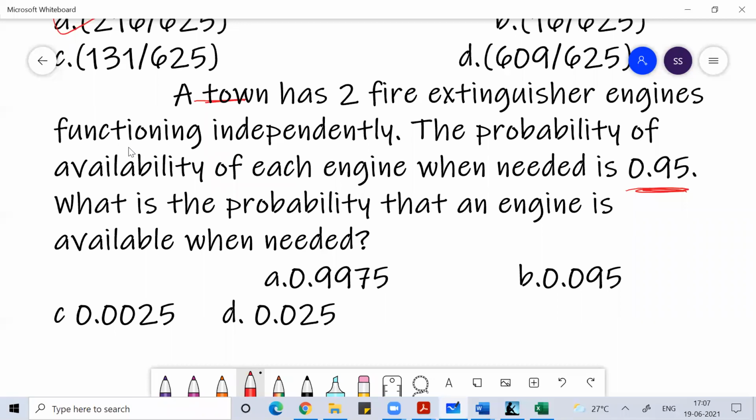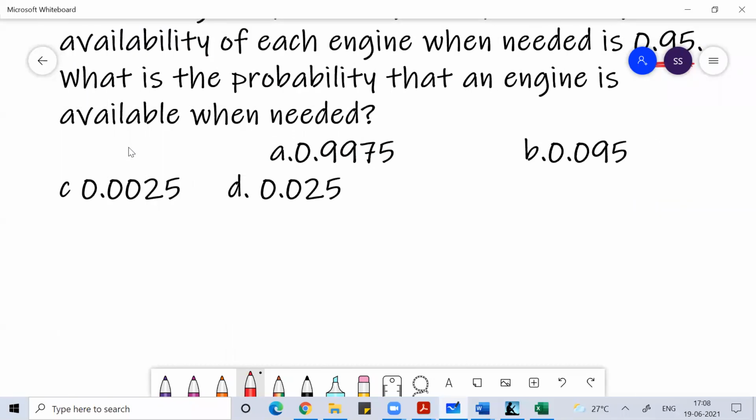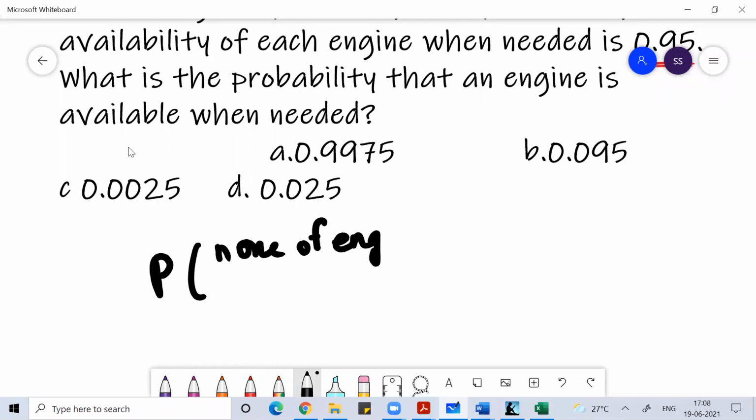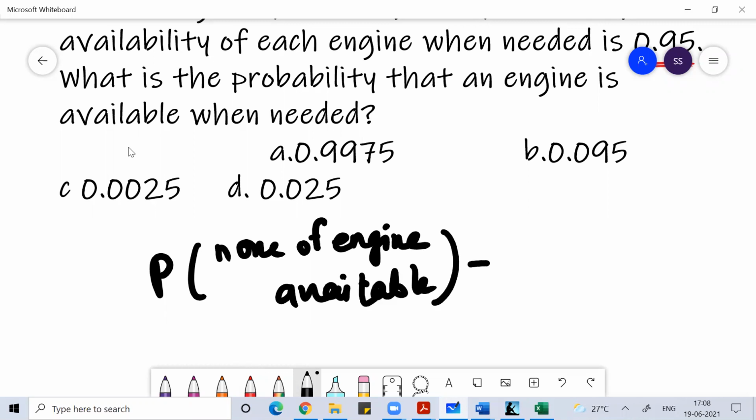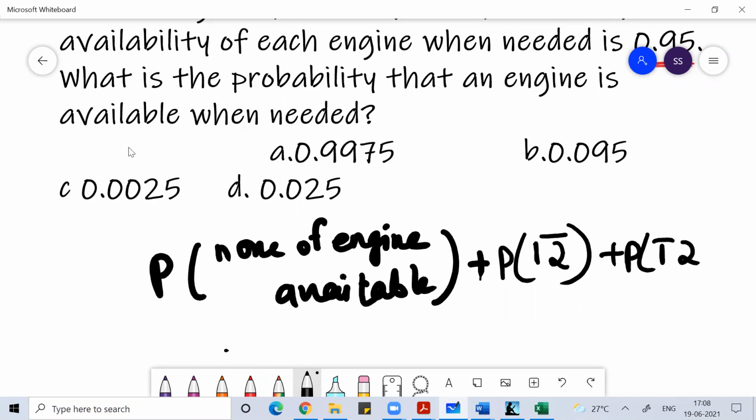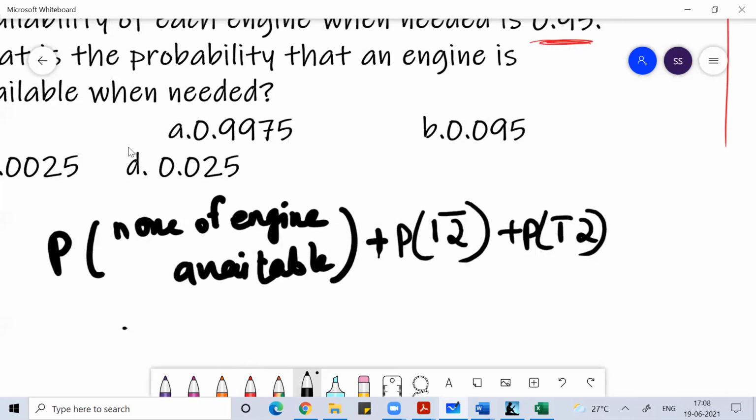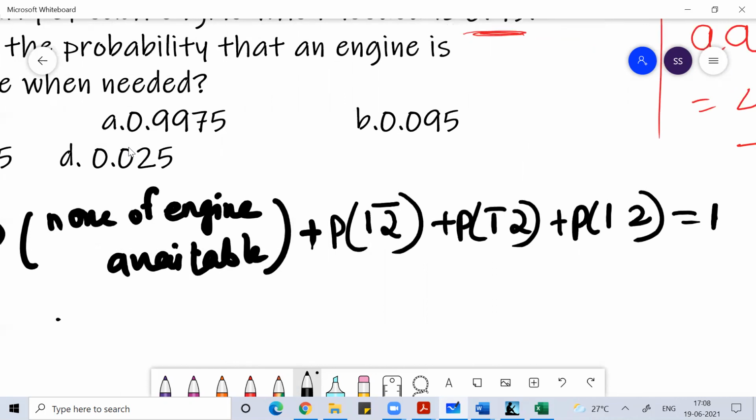So you have two engines, guys. What can happen with the two engines? When the scenario of requirement comes, what can happen? It can be that none of the engines is available. Or one engine is available and the other is not, or one is not available and two is available, or both one and two are available. I hope you understand it. The sum total of that probability is equal to one.